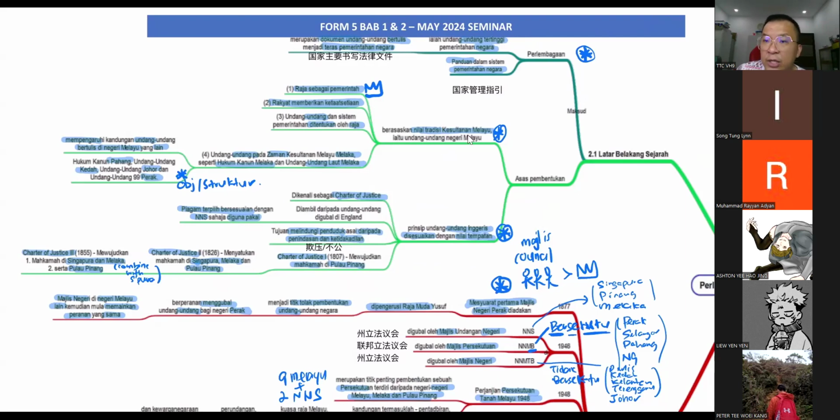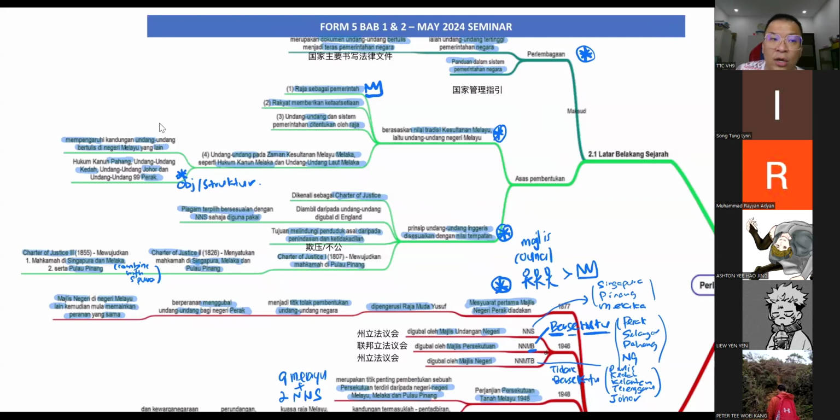So nilai tradisi Kesultanan Melayu, very simple. A raja sebagai pemerintah loh. Rakyat follow whatever the king say. Undang ditentukan raja loh. The king will decide the law. And in Melaka, we have 2 sets of law: Hukum Kanun Melaka and Undang Laut Melaka.